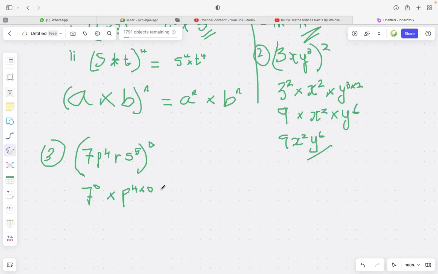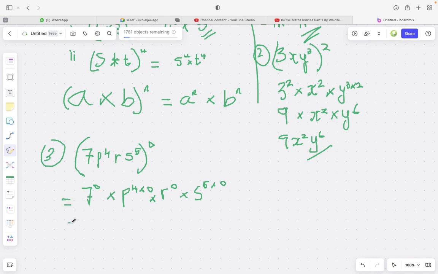Then the next one, you have r to the power of 0. You have r times r to the power of 0, okay, this times r to the power of 0. Then times s to the power of 5 multiplied by 0. Right? This is what it is. So now we look at them one after the other.